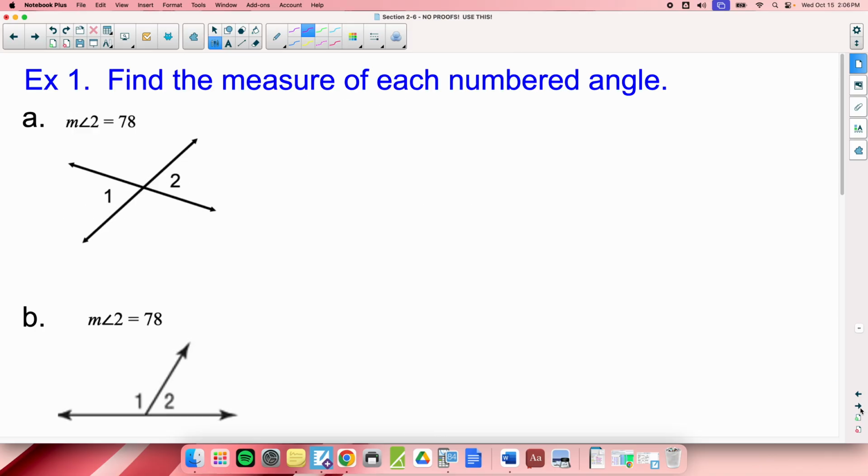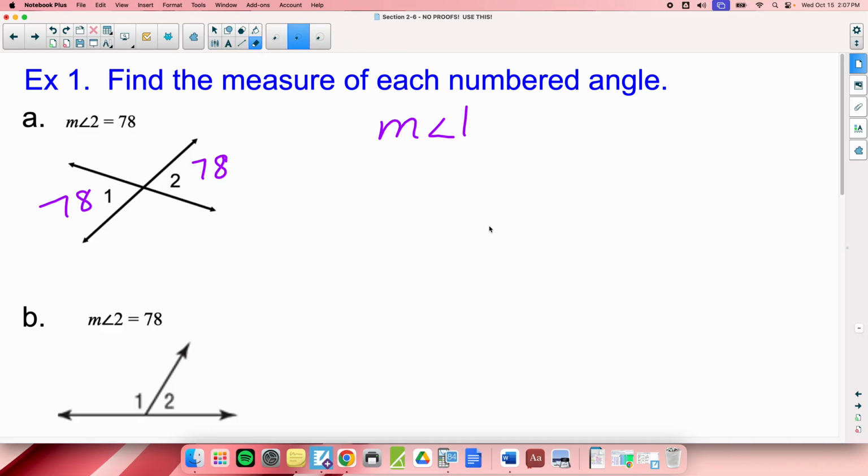Here's my first one. These first couple are fast. This says if angle 2 is 78, what would angle 1 be? 78, and we know that because they are congruent, because they are opposing sides. Do you remember the name of them? Vertical. Vertical, very good. Now, this is what is a little bit different, you guys. When you write your answers, you're going to do this. The measure of angle 1.